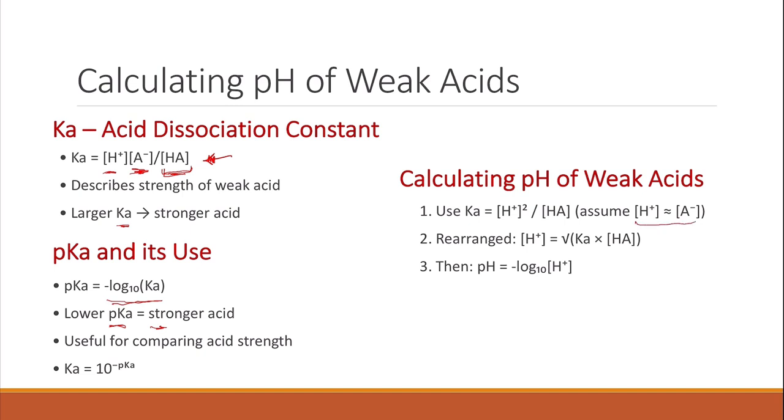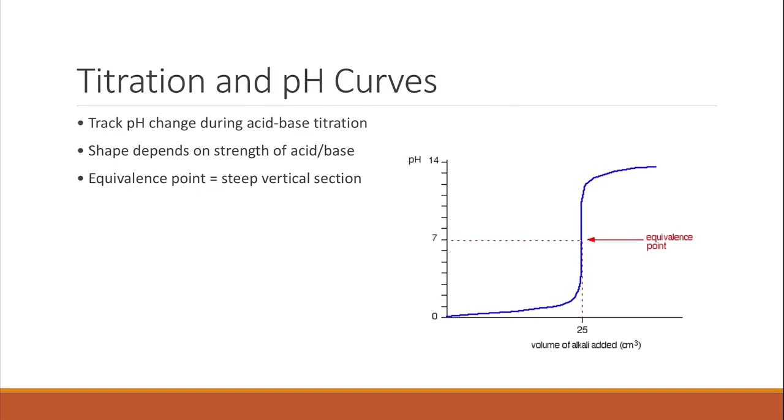Now we can put the equation as Ka equals the concentration of the hydrogen ion squared divided by the concentration of the weak acid. And then by rearrangement, the concentration of hydrogen ion will be the square root of the product of the Ka times the concentration of the weak acid. And then finally, pH will be minus log 10 of the concentration of the hydrogen ion.